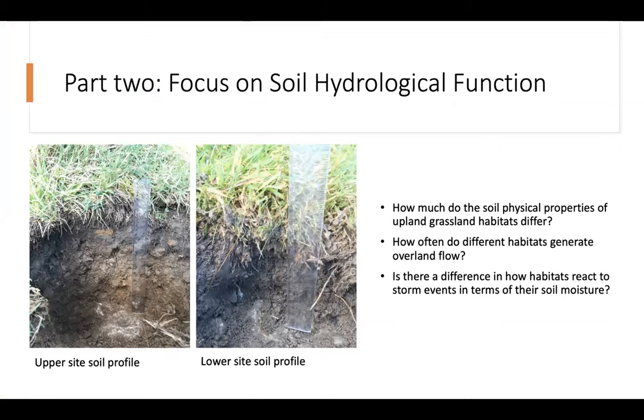And the aim of my PhD is very much to have a look at organomineral soils, which are often found in the same environments, but on more of a working environment. So we find them on upland arable land. So I wanted to have a look at, you know, how much do the soil physical properties differ in the grassland habitats present, and how do these habitats generate overland flow? Are they different from each other? How do they react to storm events? So we could see where overland flow occurs and how we can best manage that.